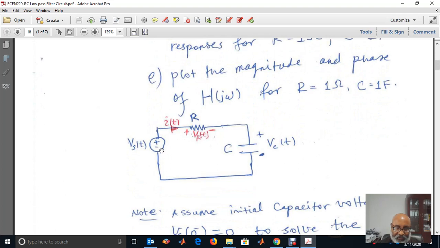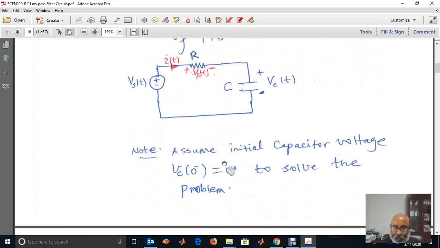This is a voltage source, and we have a resistor and a capacitor in series. So a current i of t flows, the same current flows through the resistor and the capacitor. So we'll find the relation between Vc of t and Vs of t. And we assume an initial capacitor voltage which is equal to 0 for this problem.